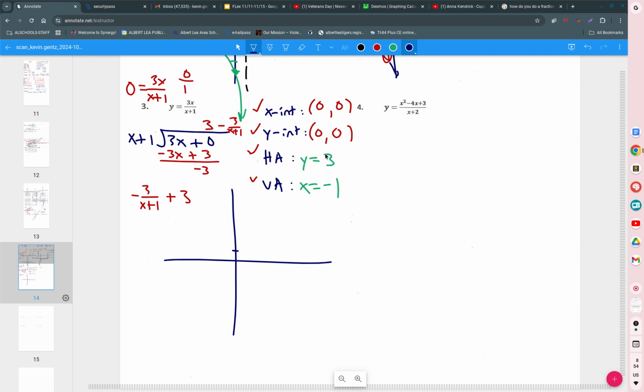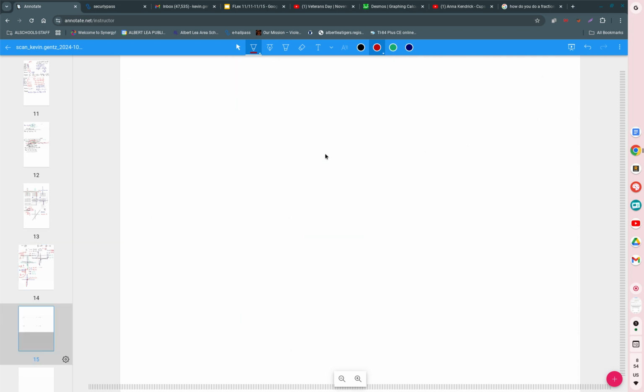Horizontal asymptote at y equals 1, 2, 3. Vertical asymptote at x equals -1. It goes through the origin right here. And so it's going to sit up here as well. We good? Take out your calculator. What's that?